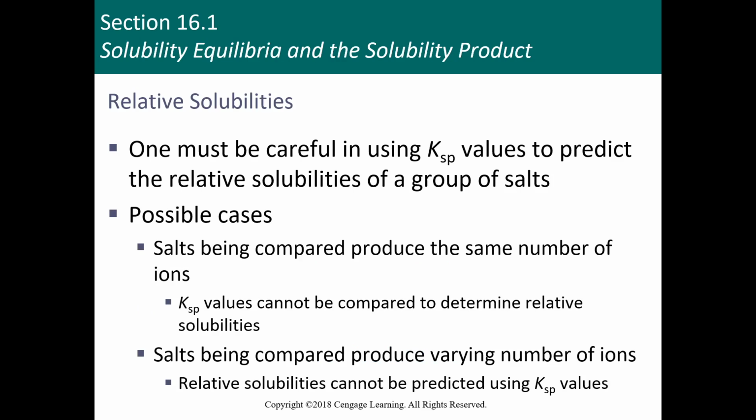So the relative solubilities. One must be very careful in using Ksp values to predict relative solubilities of a group of salts. So we have some possible cases here. Salts being compared produce the same number of ions. So if you have Ksp values, these cannot be compared to determine relative solubilities.